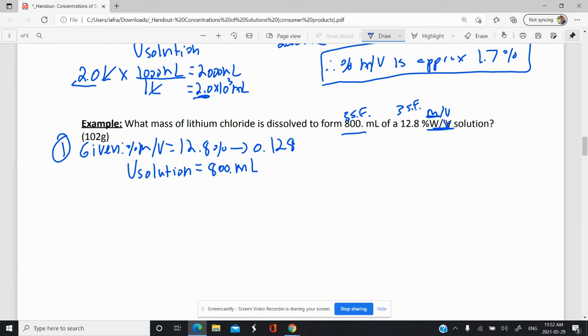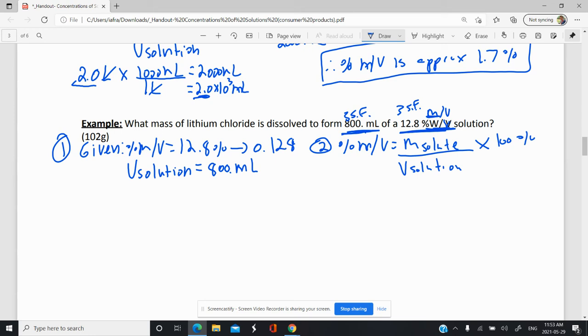And what do we need to find? Well, we need to find our mass of lithium chloride. We know we're dealing with a mass volume problem because, first of all, we are given mass volume here, but we're also asked to find mass, and we have a volume for our solution. So let's write out our formula for mass volume. Percent mass volume is equal to the mass of the solute over the volume of solution in mL times 100%.